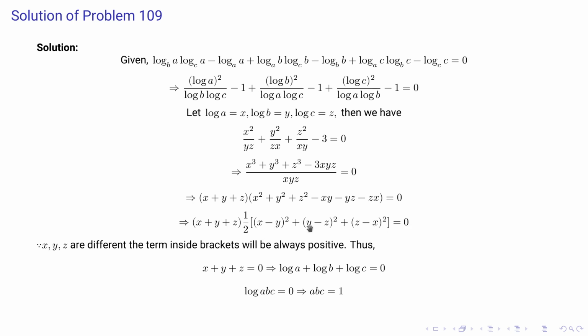Now since x, y, z are all different, the value inside brackets would always be greater than 0. So what we can conclude is that x plus y plus z is equal to 0. Now we can write that log a plus log b plus log c is equal to 0. Now apply the formula on this and we get log abc is equal to 0, that is abc is equal to 1.